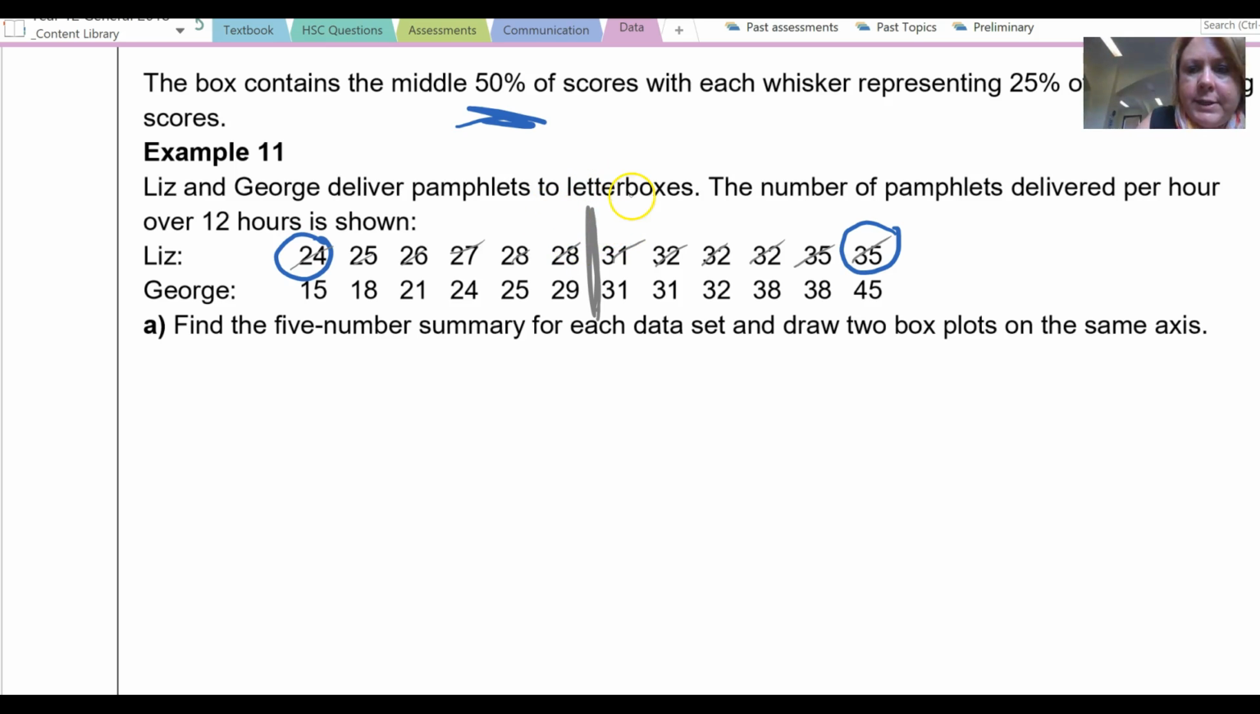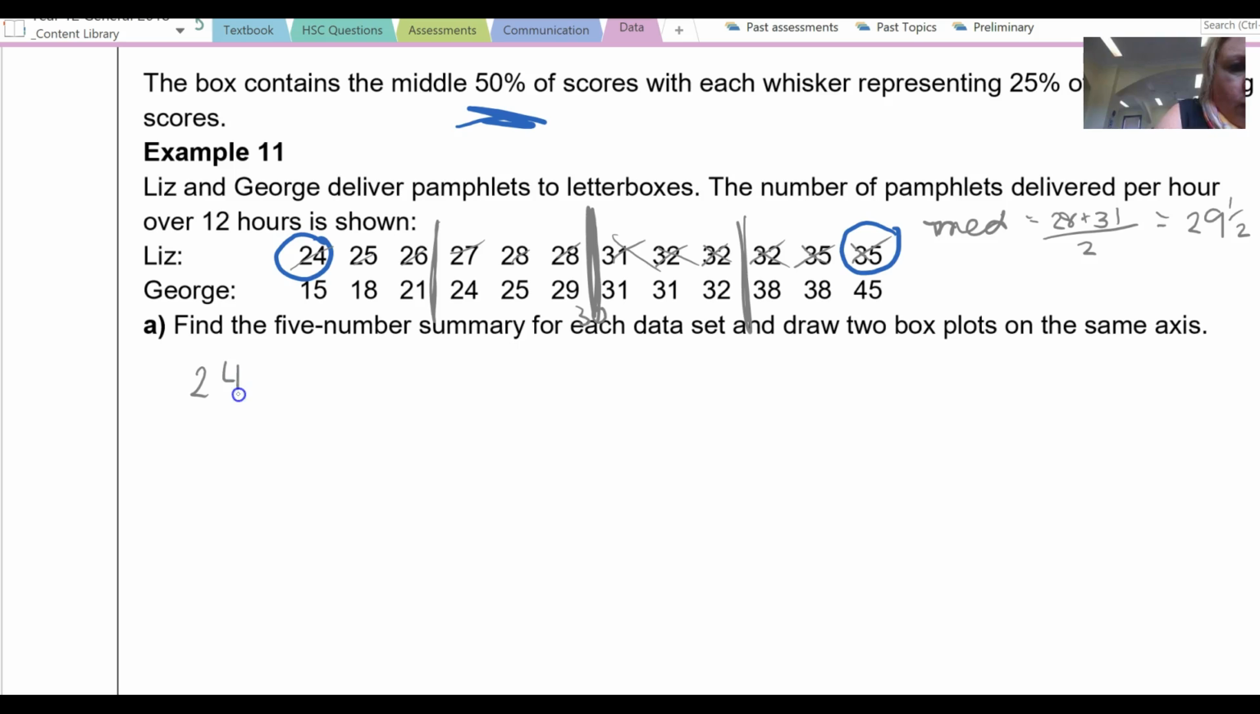So for Lisa's, the median is 28 plus 31 on 2, which is 29.5. And for George, it's 30 because it's halfway here, so that's 30. The lower quartiles here, I could have crossed off and I would have found that it's here. So let's write that out.